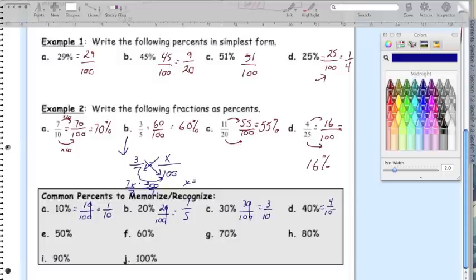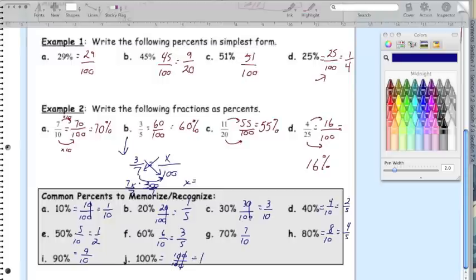This is 4/10, which is actually 2/5, 5/10, which is actually 1/2, 6/10, which is actually 3/5, 7/10 is already simplified as far as it can go, 8/10 can be reduced to 4/5, 9/10 is in simplest form, and 100% would be 100 over 100, which is just 1, and all those zeros cancel out.